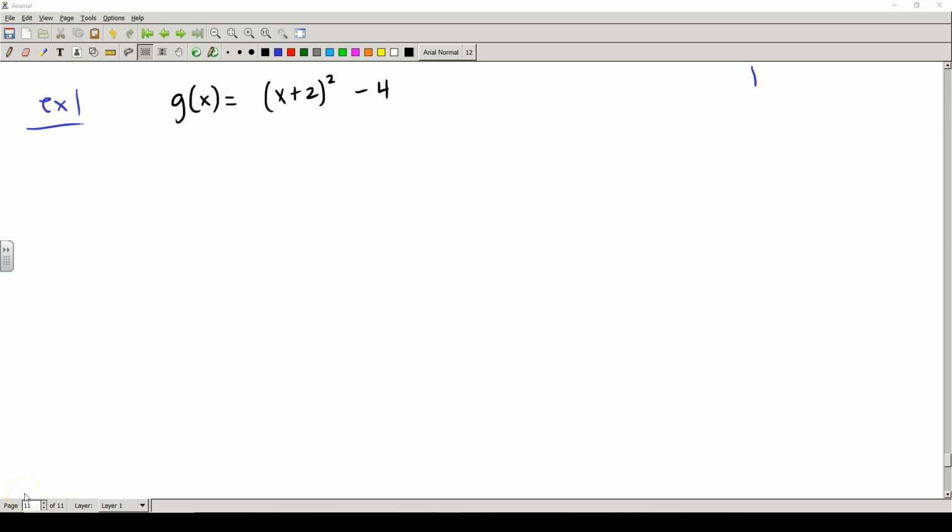So now that we understand some of these translations, let's look at one of these examples. The first example says we have g of x equals (x plus 2) squared minus 4. Our instructions are going to be to describe the translation, and we're going to graph the function as well.